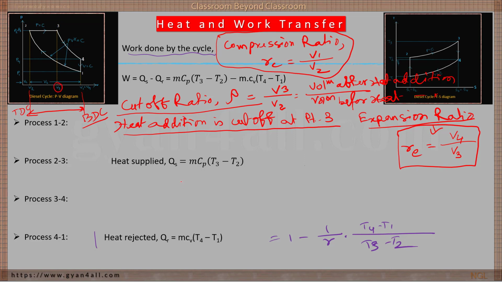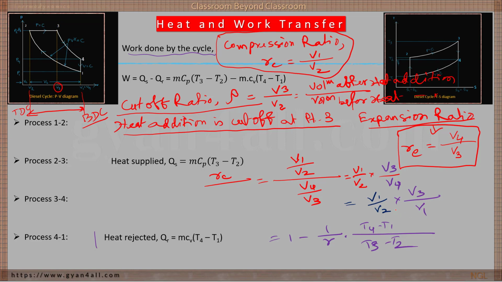Now you see RC into RE. Let me write it like this, RC divided by RE. So RC, you have said, is V1 divided by V2. Now what is RE, the expansion ratio? V4 divided by V2. V4 divided by V2. Then what can we write? V1 by V2 into V3 divided by V4. Now we can write V1 into V4, V3 divided by V4 equal to V1.